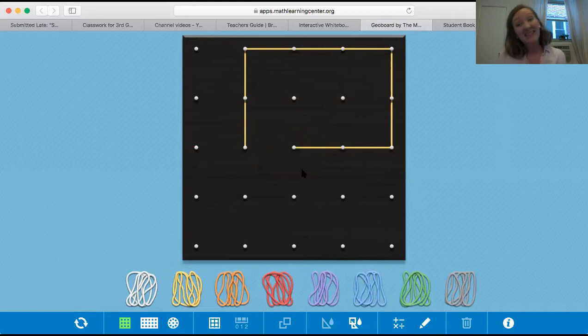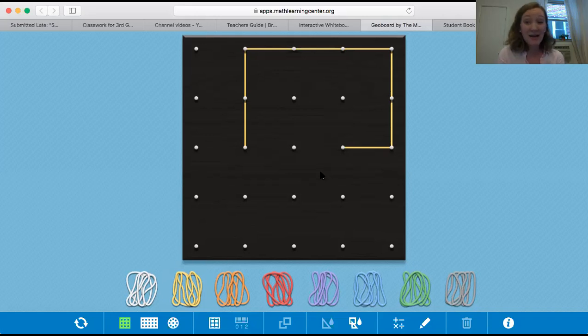No, it's not. This is not a real shape because there's an opening. It's not closed. A shape has to be closed like this. Has to be closed. What about this? Is this a rectangle? Tell the person next to you.